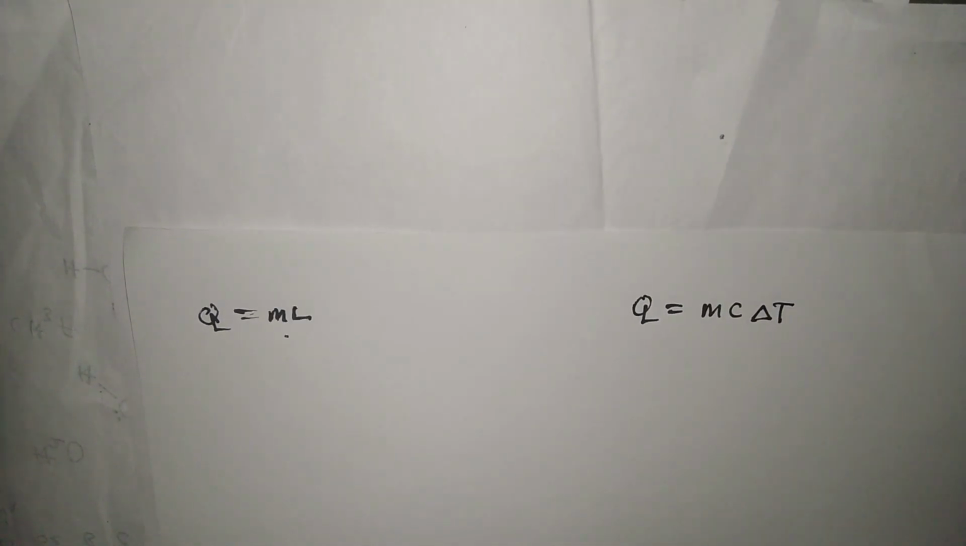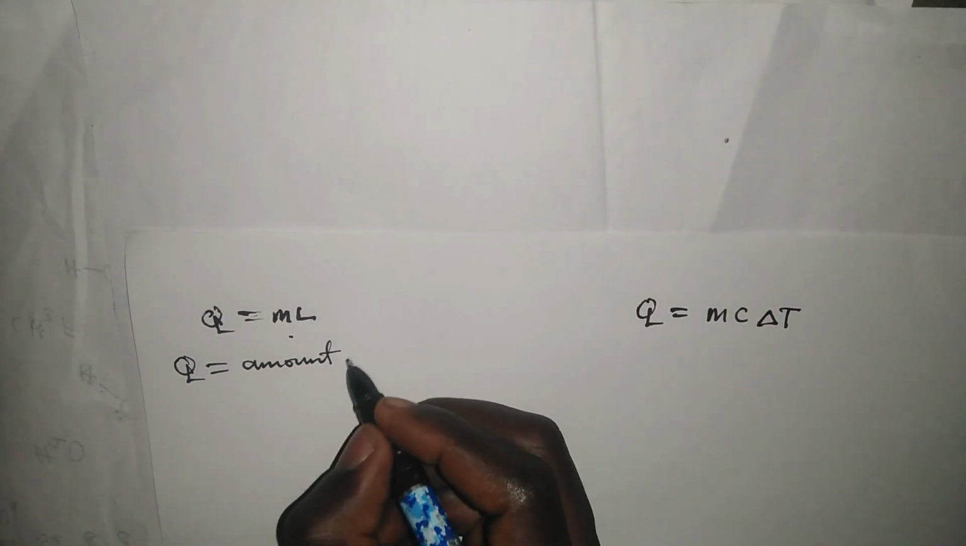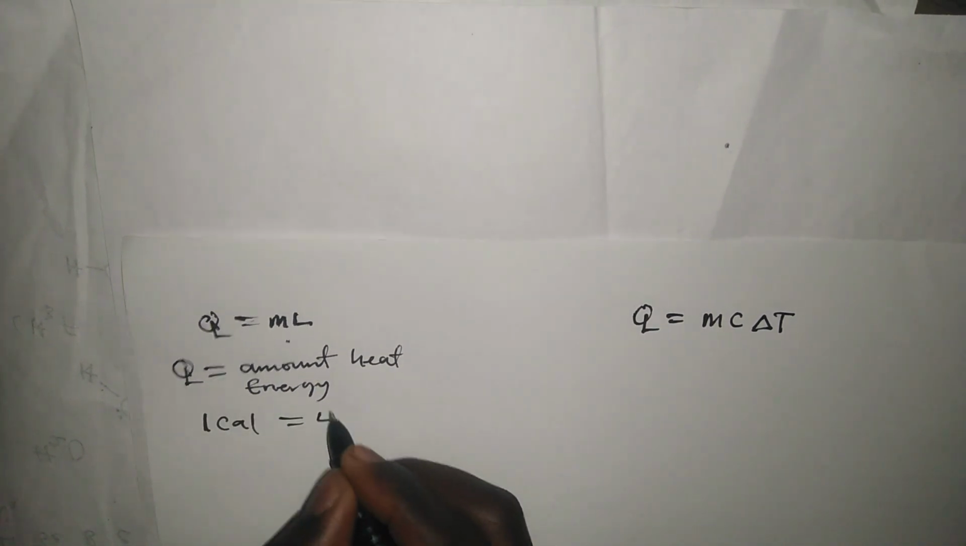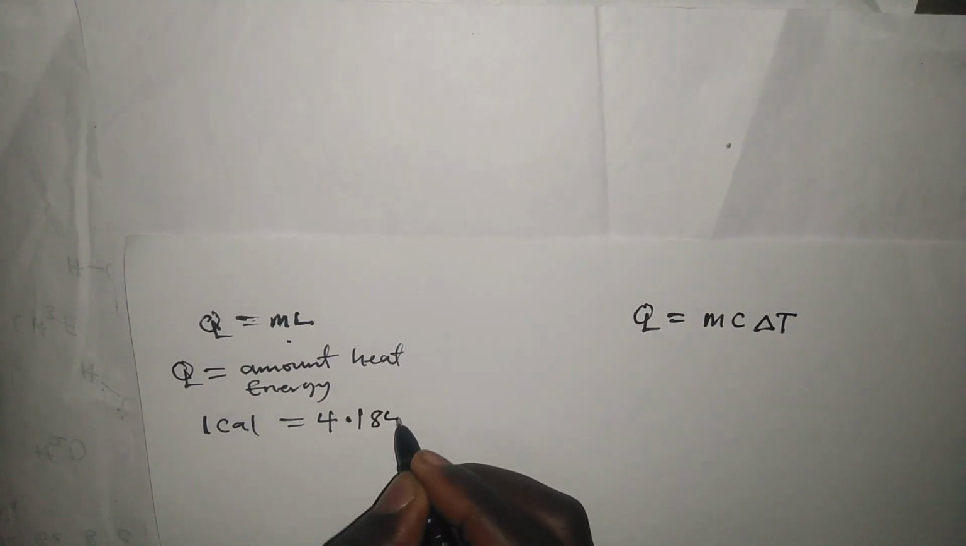Now, there are two equations you need to know. First, we have Q is equal to mL and Q is equal to mcΔT. Now, for the equation at the left, Q is equal to the amount of heat energy absorbed or released and is measured in joules or calories. We know that 1 calorie is equal to 4.184 joules.